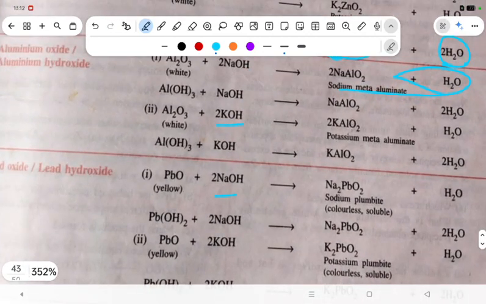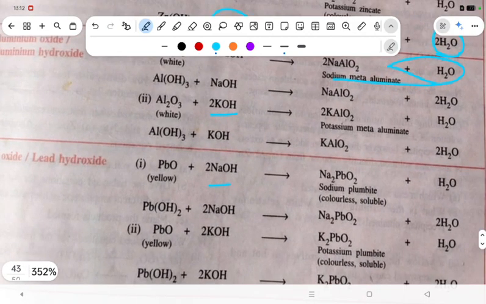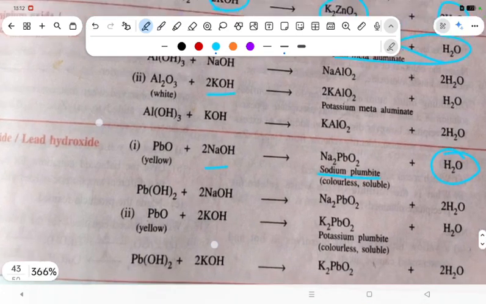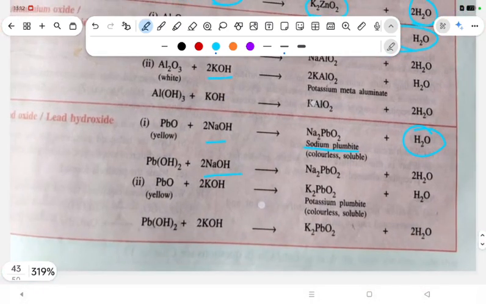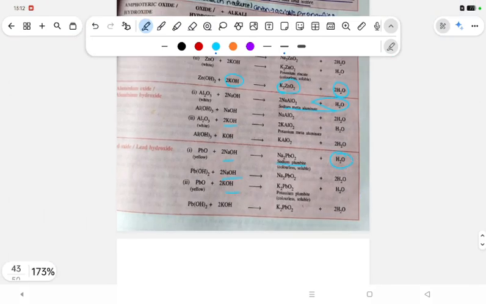PbO plus 2NaOH will form sodium plumbate plus water. Pb(OH)2 plus 2NaOH will form Na2PbO2 plus 2H2O. PbO plus 2KOH will form K2PbO2 plus water. Pb(OH)2 plus 2KOH will form K2PbO2 plus 2H2O.